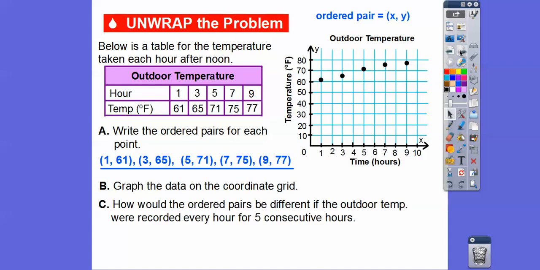Okay, so how would the ordered pairs be different if the outdoor temperature were recorded every hour for 5 consecutive hours? Well, let's look right here. This is being recorded every 2 hours. 1 plus 2 is 3, 3 plus 2 is 5, 5 plus 2 is 7. So if we went up every hour, then this would be 1, and then this would be 2, and 3 would be right here. So this 3, 65 would actually go right here. This would be 4 comma something and 5 comma something.